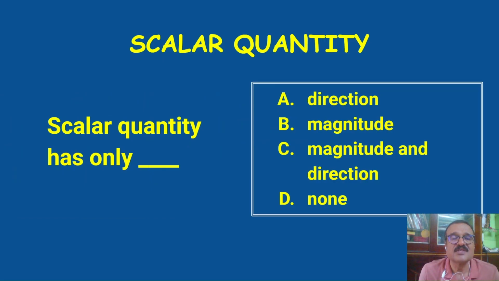Then after this much discussion, you are expected to answer this question. You can write the answer of this question in the comment box. The multiple choice question is: a scalar quantity has only, you have to fill in the blank. Option A direction, option B magnitude, C magnitude and direction, and option D none.